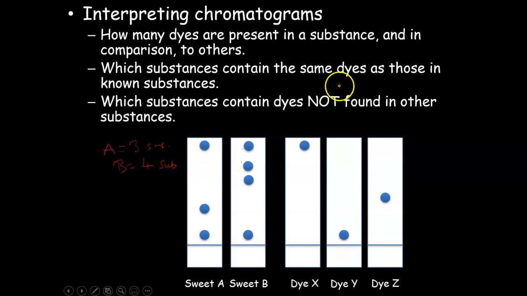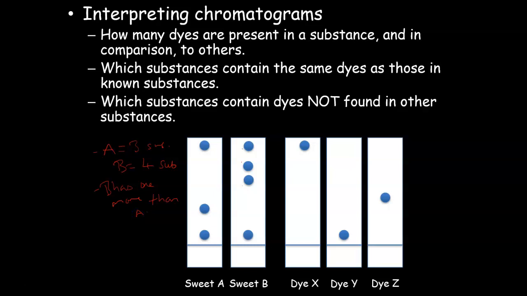We also have to say in comparison to others. Now this is something which is quite nice. We can see that A has got 3, B has got 4, so B has 1 more than A. So it's always quite nice to also say B has 1 more than A. Okay, that's the first thing we do, and that'll bag you a couple of marks.